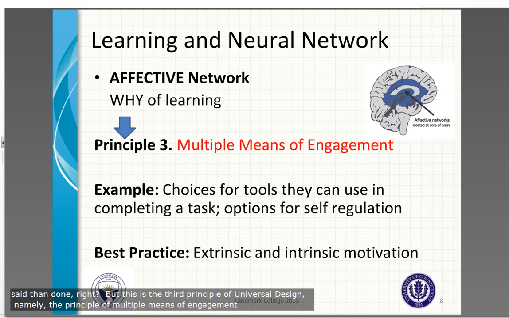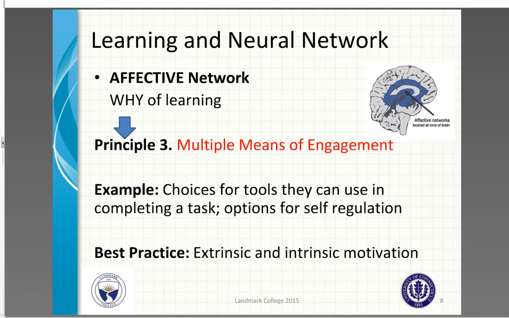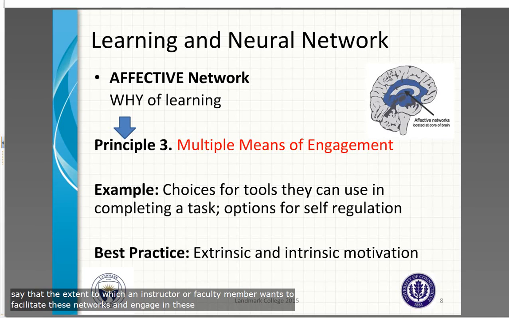And examples for activating the affective network include choices for learning tools, such as allowing students the option to use a camera or to use video or text in completing a task, or options for self-regulation and self-monitoring, such as allowing students to turn in a draft before the final paper. And the best practice here that is being supported by the research is practices that promote intrinsic and extrinsic motivation. I do want to say that the extent to which an instructor or a faculty member wants to facilitate these networks and apply these principles is up to you. You decide what makes sense for your particular course. So it is not a dictate, even though I'm calling it guidelines, and that's exactly what they are.